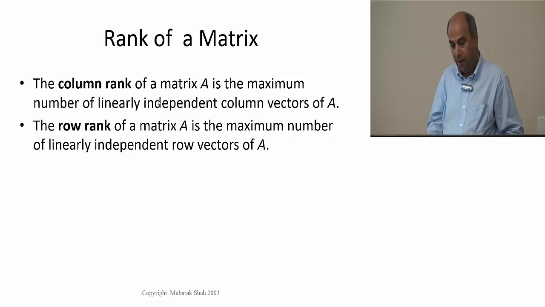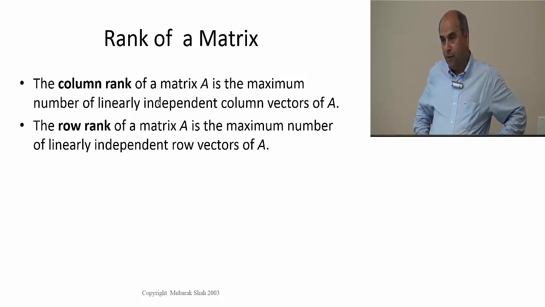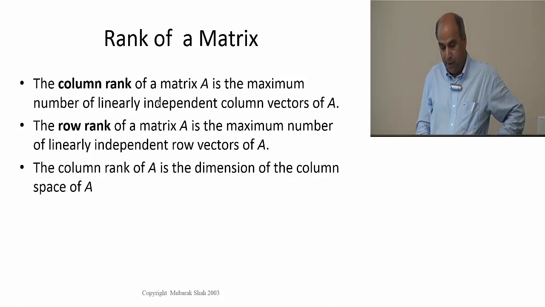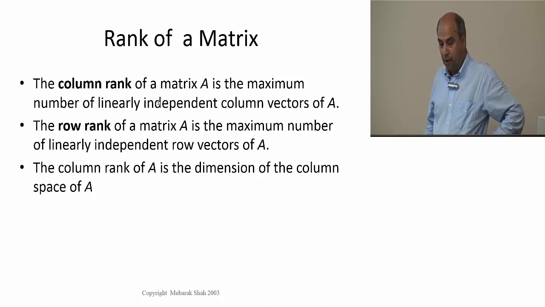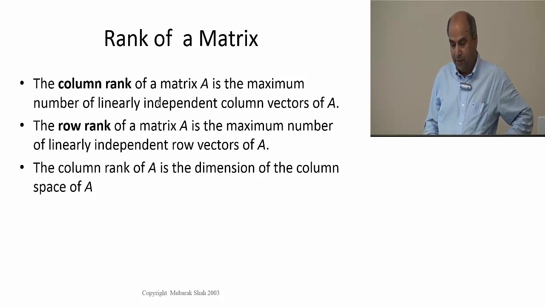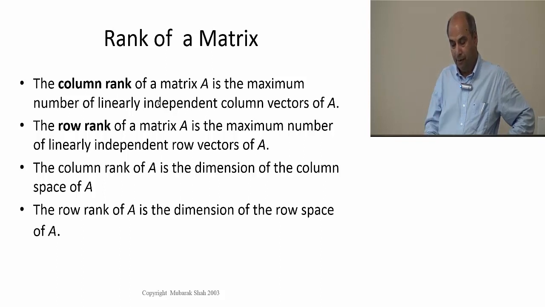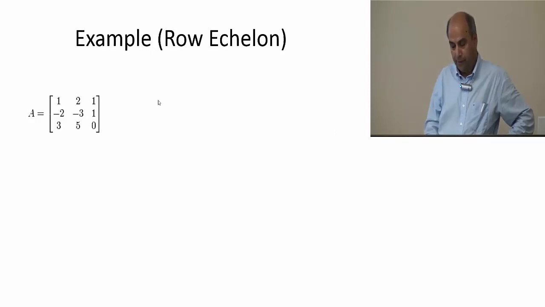And the row rank is again that we take the rows and count how many are linearly independent; that gives the row rank of the matrix. Once we know the rank, that gives us the dimension of that matrix, the maximum dimension we need to represent all the vectors in that space. So we have a column rank and a row rank.